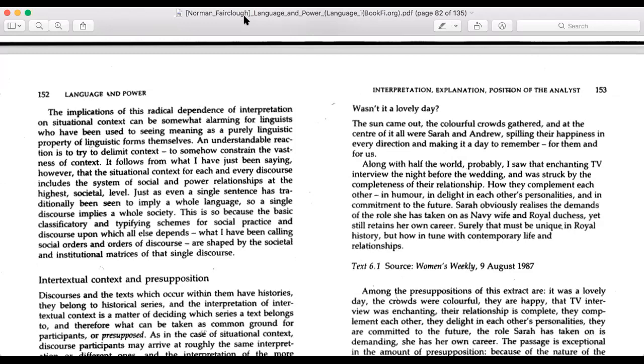And he also presupposed that there was an enchanting TV interview for this prince and Duchess. He used the word enchanting TV interview, so he is also presupposing that their interview is enchanting, and surely that must be unique. This is also presupposition. We presuppose that this marriage would be unique, and it would be in royal history. Okay, fine.